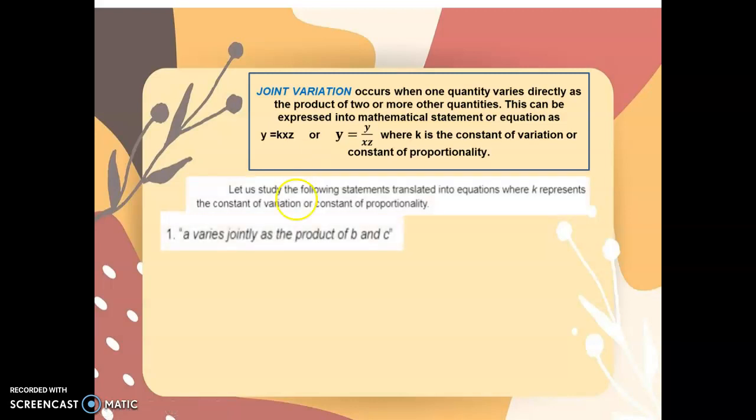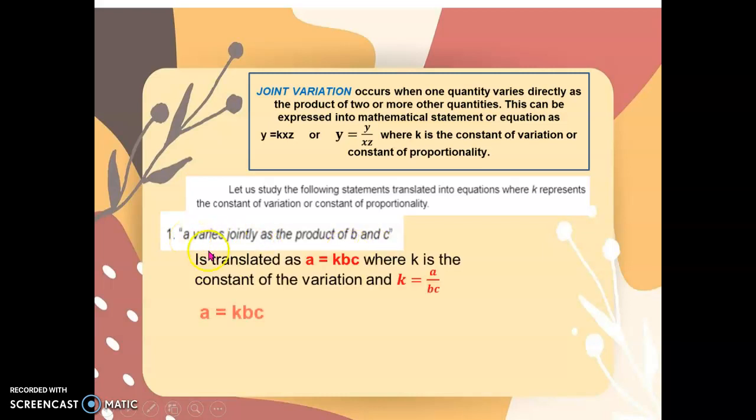Study natin ito. A varies jointly as the product of B and C. Hindi nababanggit si constant, pero automatic, isasama natin siya. A varies jointly, so product ni B and C. So, A is equal to, ayan, varies jointly, so express it as a product ni B and C. Automatic, si K ay nandyan. Therefore, the translation is A is equal to KBC.